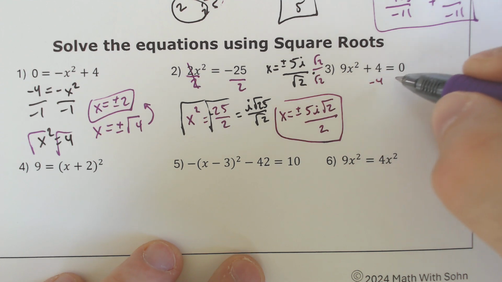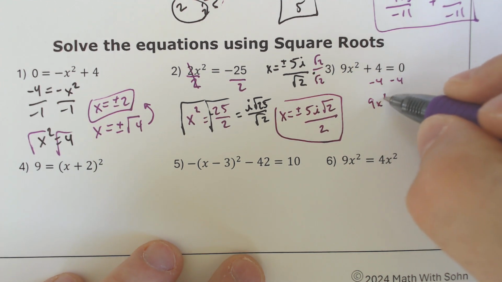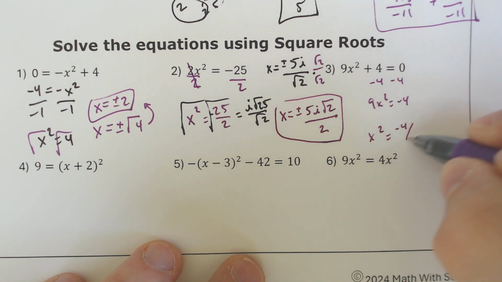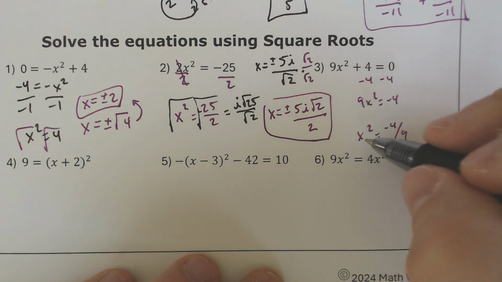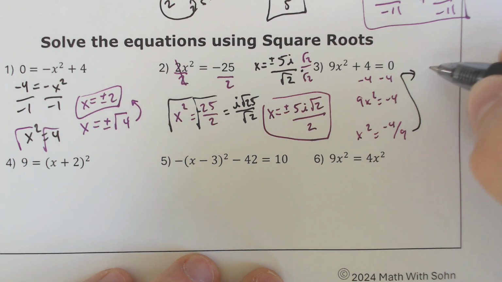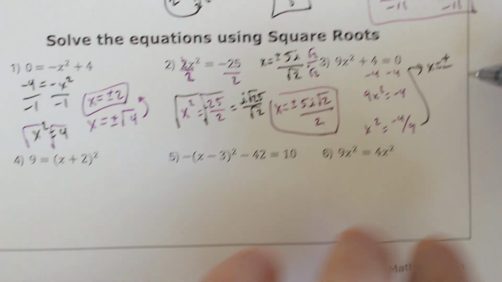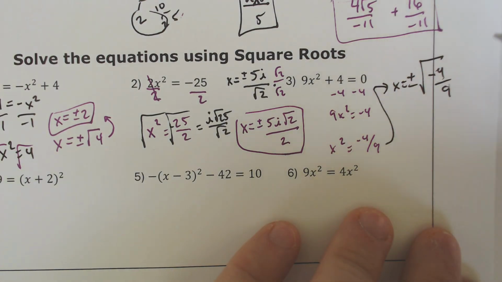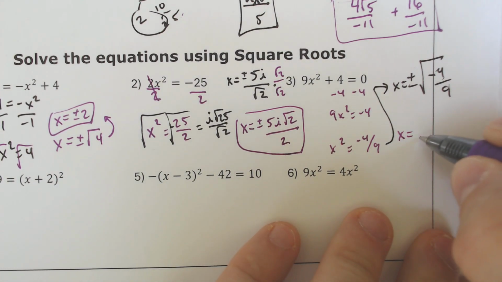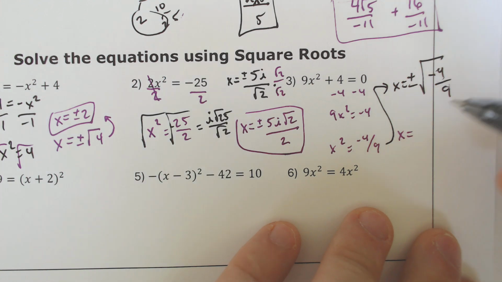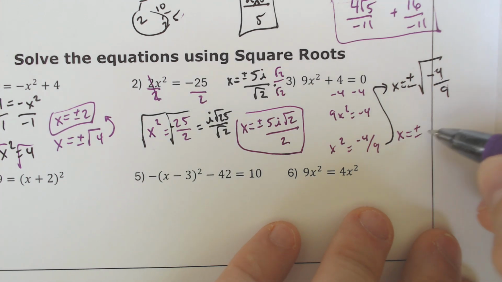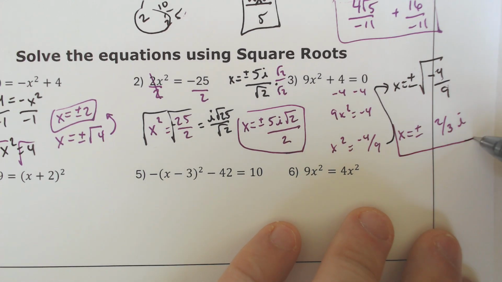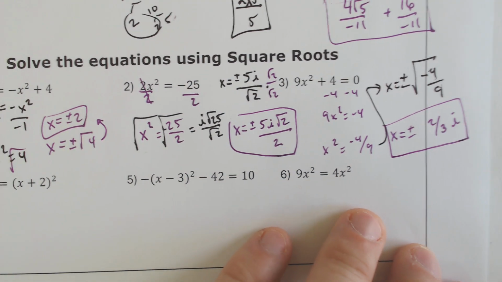Number 3, we're going to subtract 4. We get 9x squared equals negative 4. Divide by 9, you get x squared equals negative 4 over 9. And then when we square root this time, we get x equals plus or minus the square root of negative 4 over 9. Well, 4 and 9 both have square roots, but it's negative. So when we take out the i, what is the square root of 4? 2. What is the square root of 9? 3. And because it was negative, plus or minus 2 over 3 i.